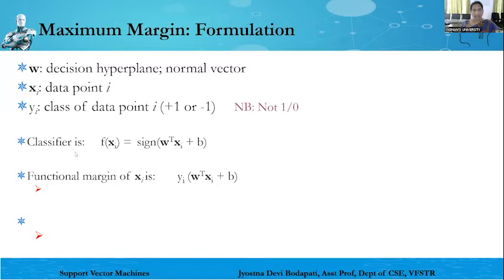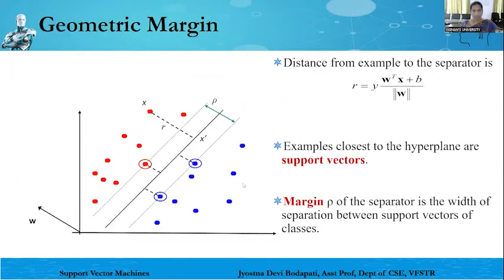And the classification logic of the classifier, so basically f of xi, we can use a decision logic depending on the sign of w transpose xi plus b, and we'll assign the example to either the positive class or the negative class. And then what is the functional margin for this example xi? We can define that as yi into w transpose xi plus b. Now keeping this in mind, let's define the margin geometrically.